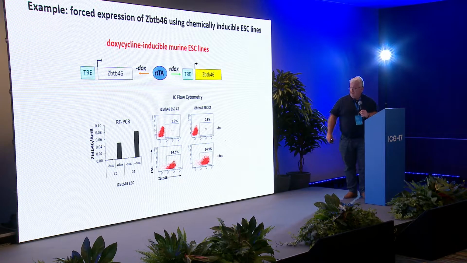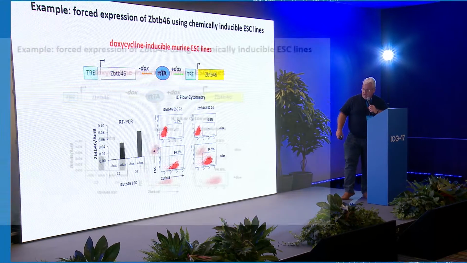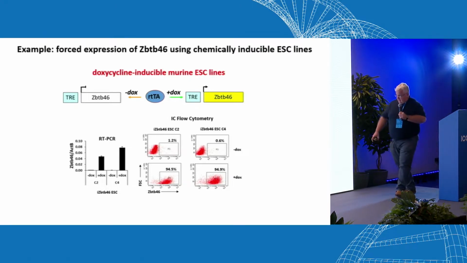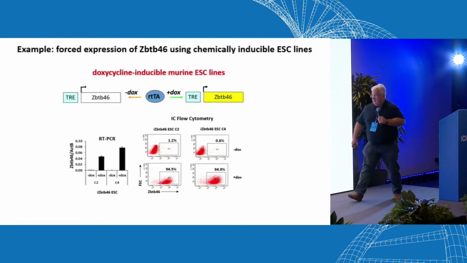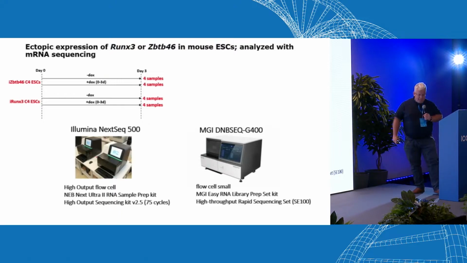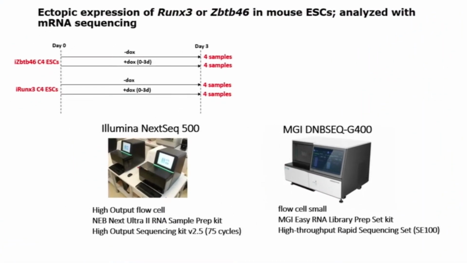And we proved with RT-PCR that upon doxycycline treatment, the Zbtb46 transcript level was highly elevated, and even using intracellular flow cytometry, we found that these cells really express the Zbtb46 protein. But the question is, what is the genomic impact of this transcription factor? We know that we can detect a very strong phenotype. To address this question, we performed messenger RNA sequencing.